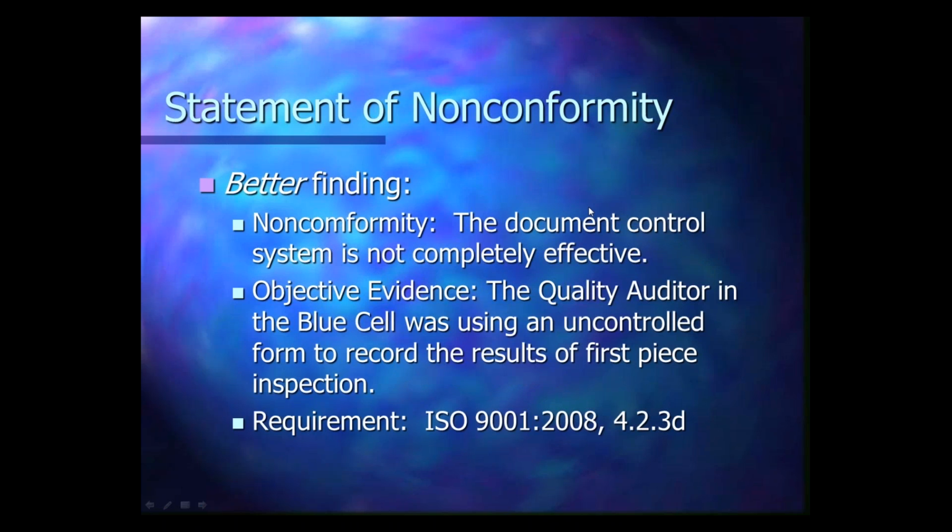A better way to write this: the document control system is not completely effective. Focusing the problem-solving team's efforts on the broken document control system and not the specific symptom seen, that's written in terms of a person or incident, i.e. the quality auditor in the blue cell using an uncontrolled form to record the results of first piece inspection. We're clearly citing the 9001-2008 requirement not being met and taking that out as far as possible, 4.2.3D in this case.